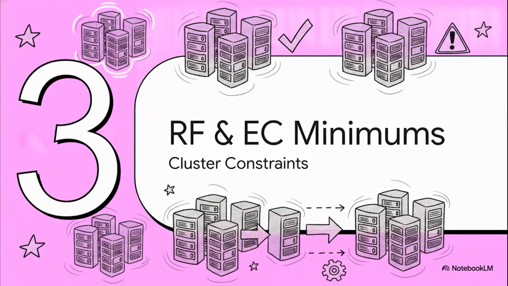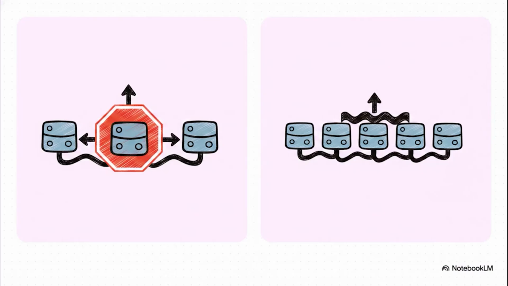Section 3. RF and EC minimums. Okay, pay close attention here, because this is perhaps the single most heavily tested concept regarding node removal on the NCP-MCI exam. You absolutely must know exactly what your cluster minimums are, both before and after a node is ejected. Let's walk through our first concrete example.